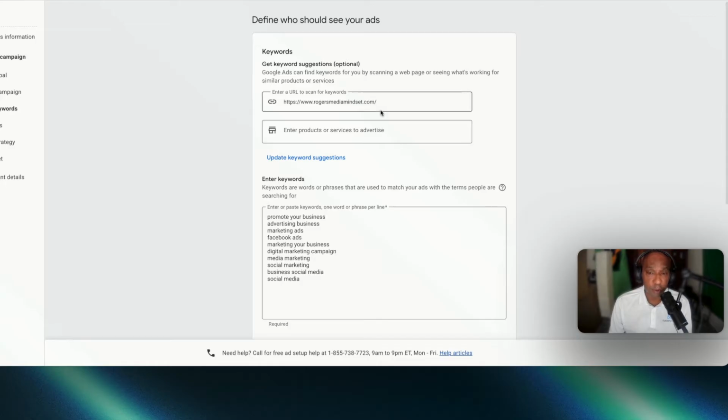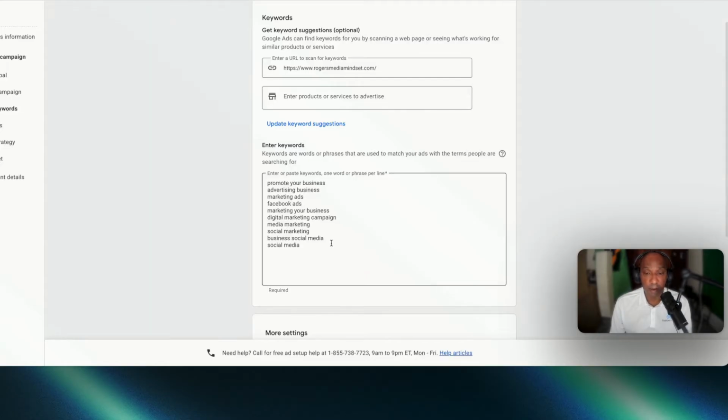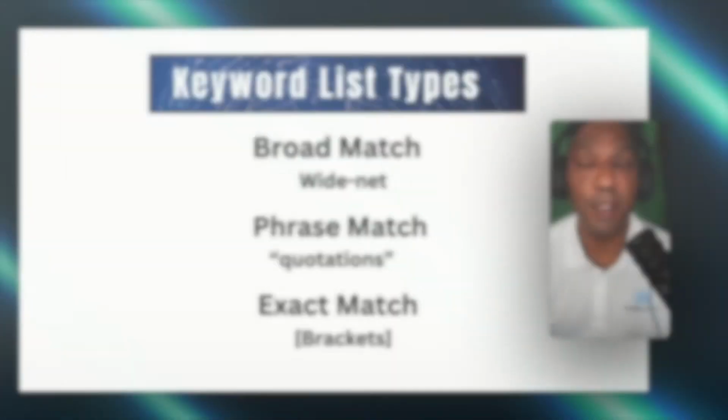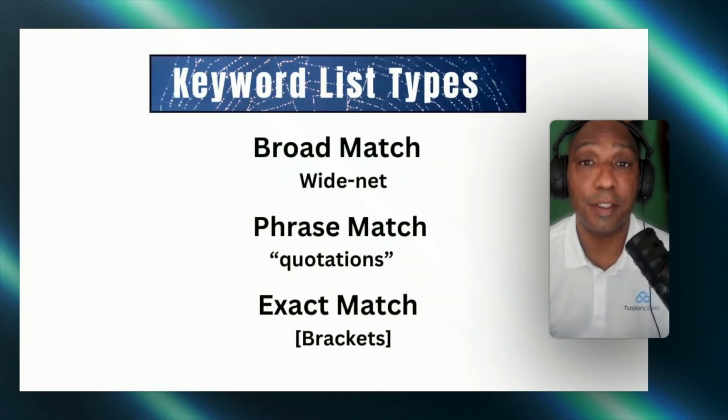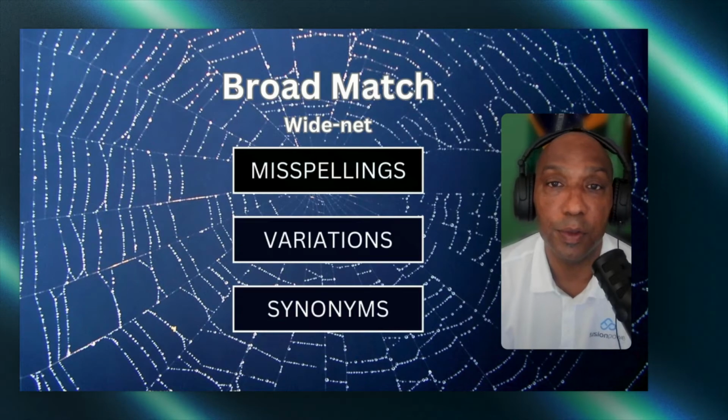So what happens is once we give Google our website, by default, it goes ahead and creates these keywords for us. But about these keywords, right? Keyword list types. Keywords allow our ads to be triggered when certain search criteria is entered into the Google search engine. Three basic keyword list types we're going to cover today. Broad match, it's a wide net, no parentheses needed. Phrase match, which needs quotations around the phrase, and exact match, which requires brackets in order to specify a certain search criteria.